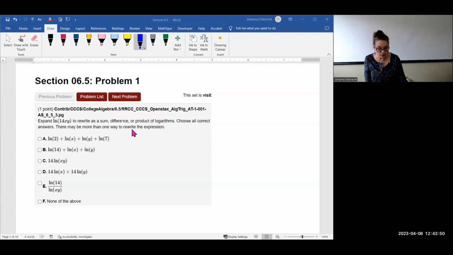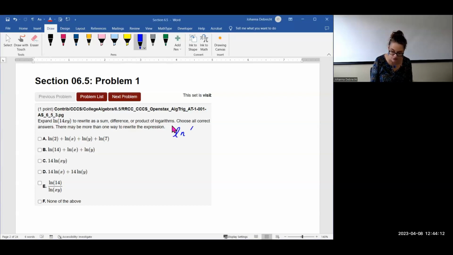So let's take a look at problem number 1. We are asked to expand natural log of quantity 14xy to rewrite as a sum, difference, or product of logarithms. In other words, they want us to stretch it out as much as we can. Expand, stretch out, simplify, different ways of writing that.